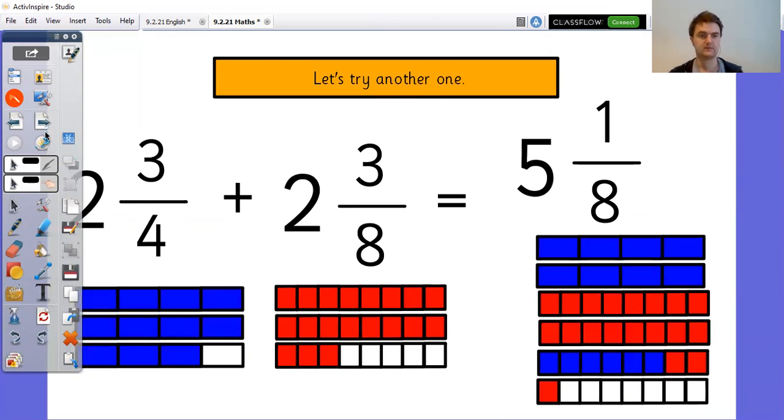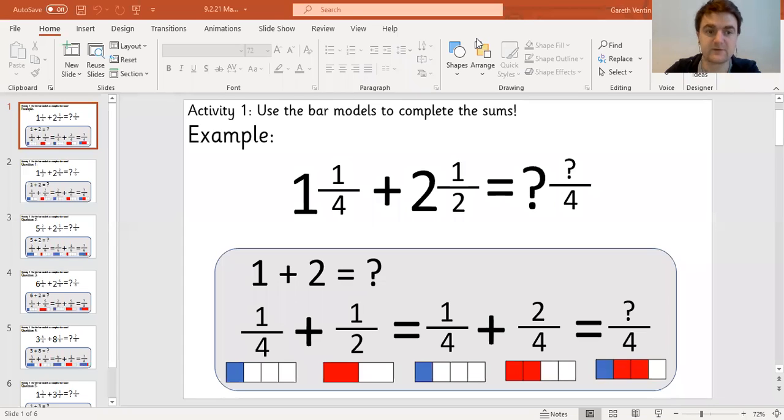So your job today, let's go through them. There's 3 different activities as always. There are a few more steps for this because it's adding mixed numbers. So for the first one, let me get rid of these messages that are coming through. So for the first one, I've already partitioned them. So you've got your integers here. So 1 add 2 is 3.